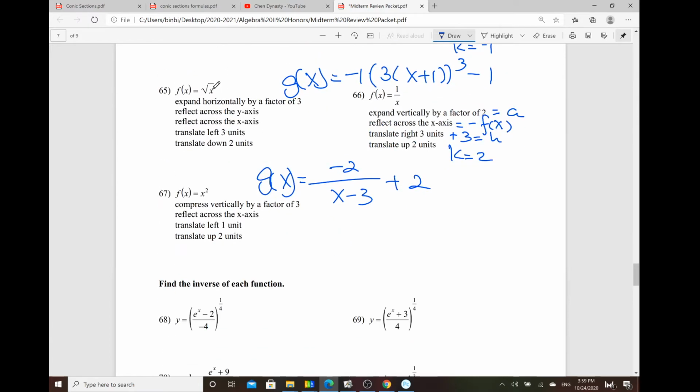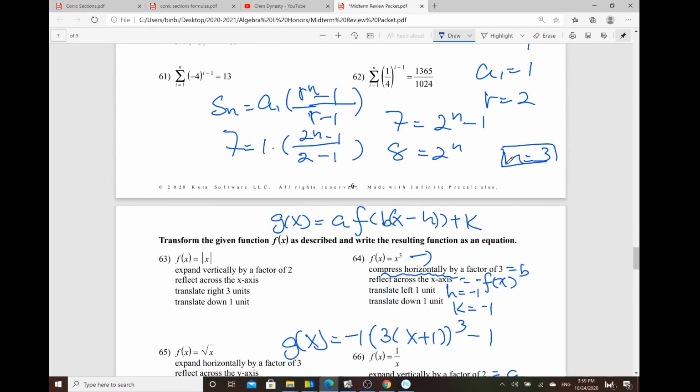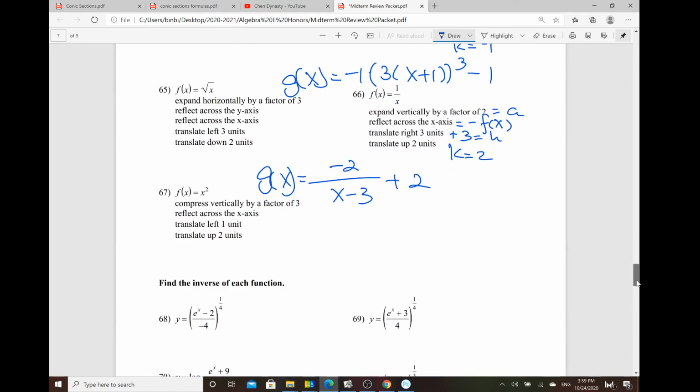And then the rest of these are quite similar, but make sure that you use the structure of the parent function. If that's rational, that means g of x is also rational. If the one that's given is radical, then g of x is going to be written as radical as well. But we just need to put in the elements of all those transformations, the values of a, b, h, and k.